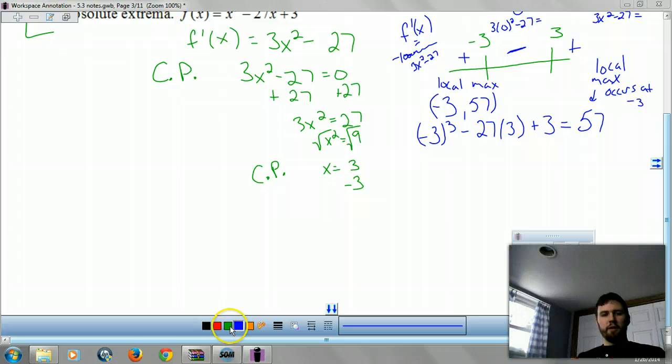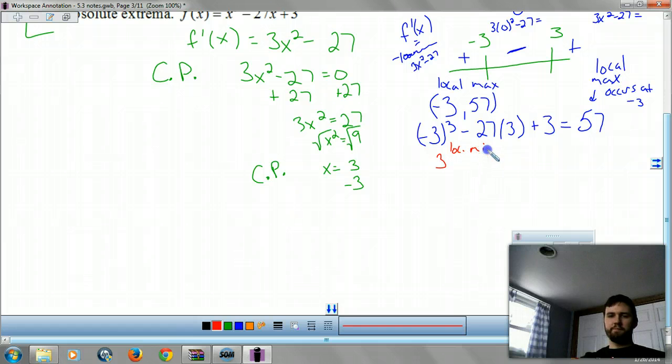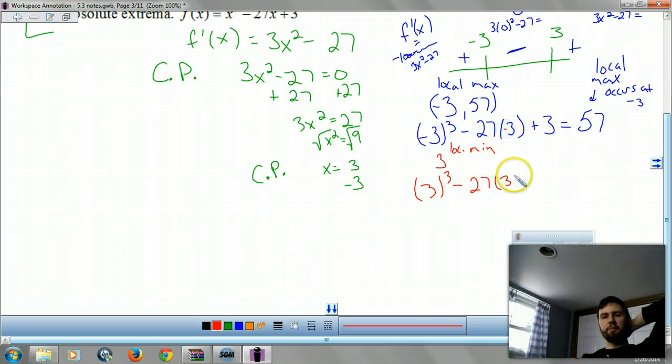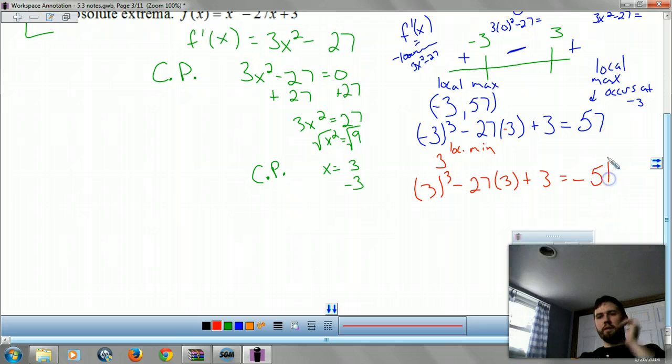That means positive 3 is going to be a local min. And we plug 3 into our derivative, not our derivative, our original equation. That should have been negative up here. When you plug that in, you get negative 51. So that's your local min, and it occurs at 3.